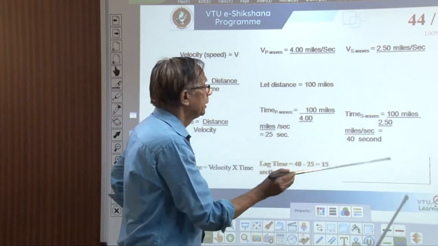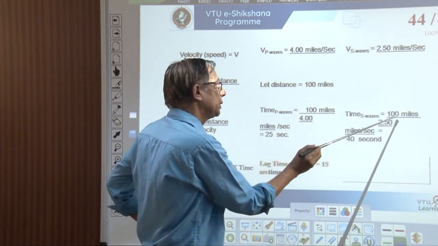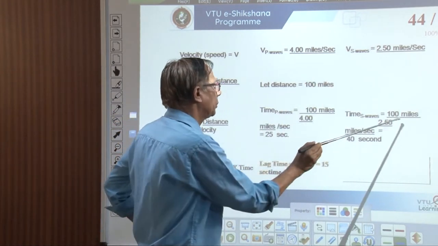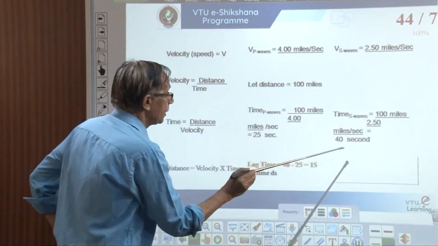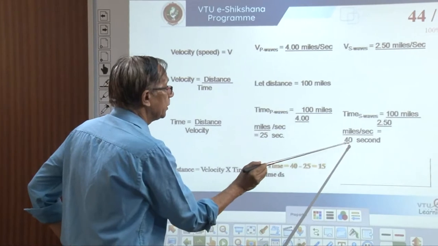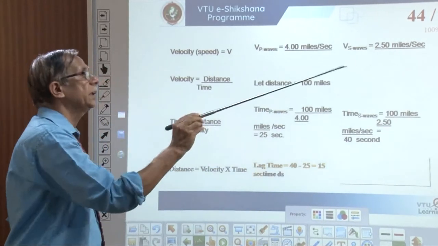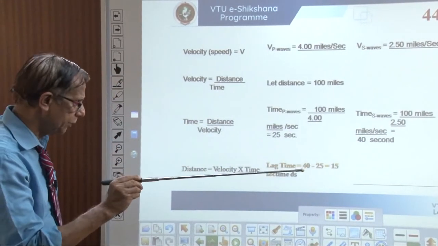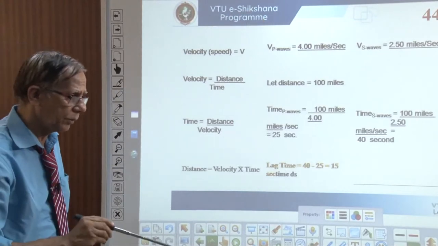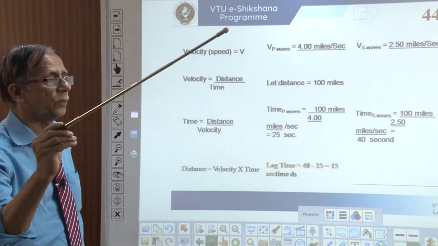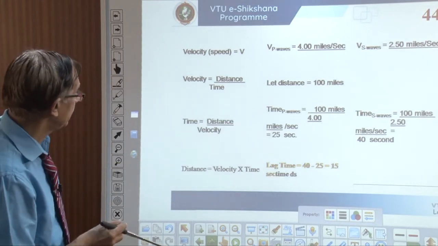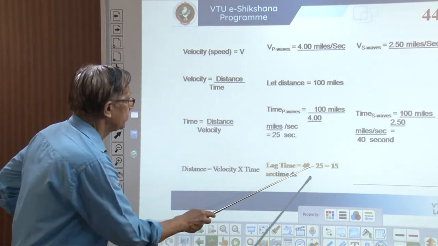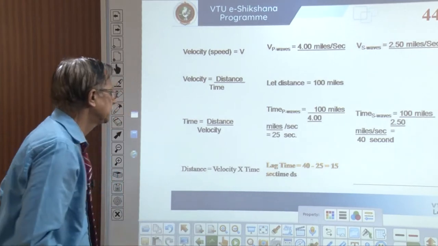The S wave also has to travel the same distance, 100 miles or kilometers, and its speed is lower, so it takes 40 seconds to reach that recording station. The P wave takes 25 seconds. The S wave takes 40 seconds. The lag time is 40 minus 25, that is 15 seconds.